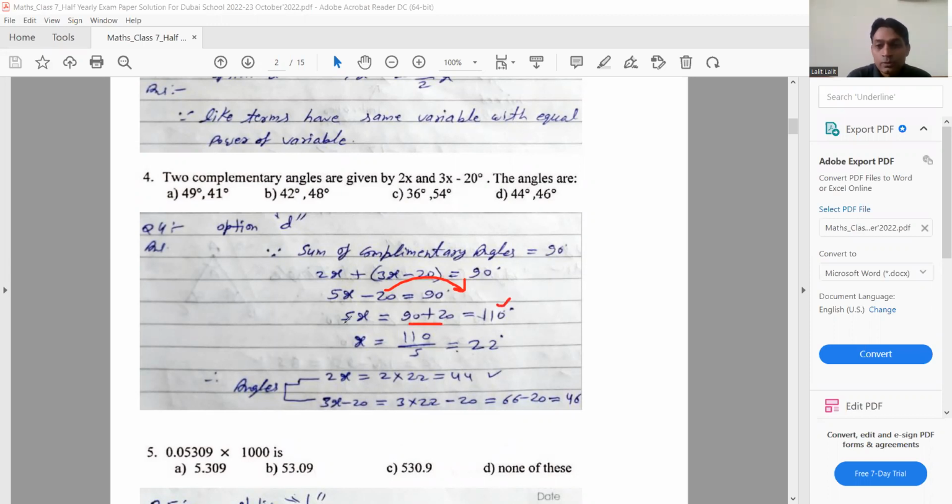Now again we use the transpose method, transposing 5 from the left hand side to the right hand side. 5 is in multiplication with x on the left hand side, so on the right hand side it will divide. 110 upon 5, you divide it, you will get the answer 22. So the value of x is equal to 22. The first angle is 2x, so 2 into 22, which is 44. The second angle is 3x minus 20, so 3 into 22 minus 20, 66 minus 20, which is 46 degrees. So these are the two angles. The correct option is B. Next question.